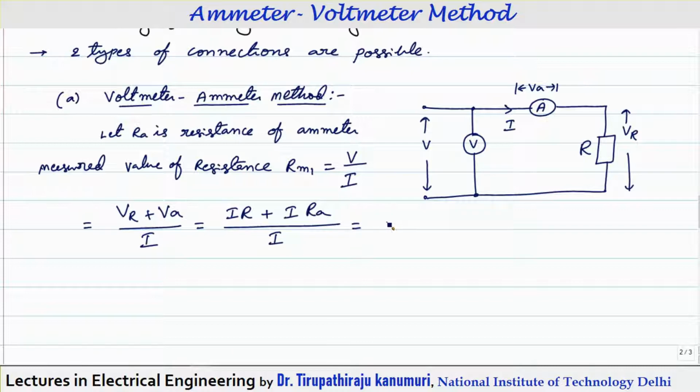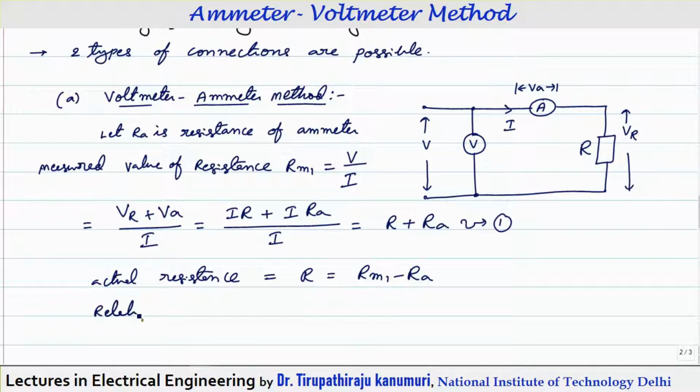Or we can say that the measured value will be the actual value plus the resistance of the ammeter. Here the measured value will always be greater than the actual value, because the measured value is equal to R plus Ra. That is a disadvantage of this one. Or we can say that the actual resistance R is equal to the measured value minus the ammeter resistance Ra. Agree with me? From this I can calculate the relative error.